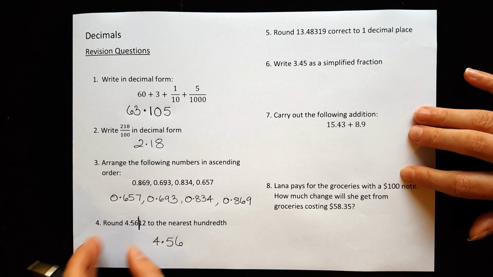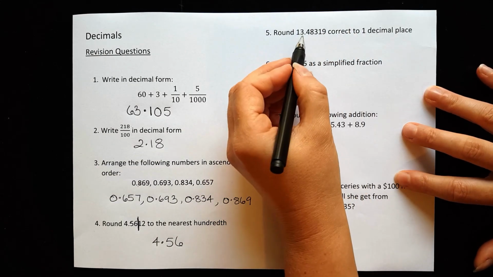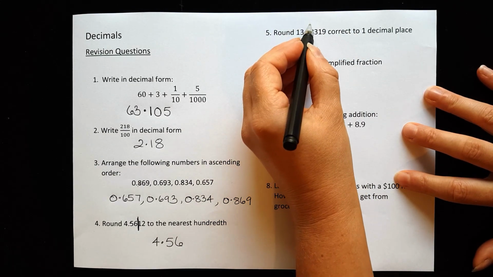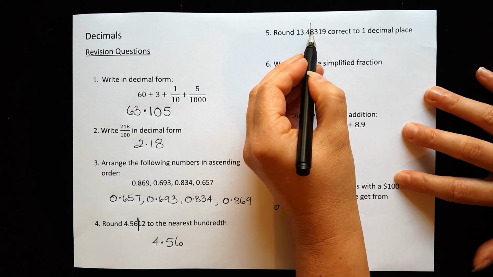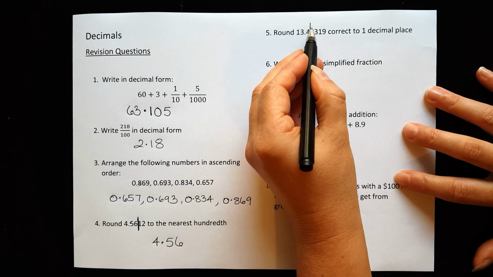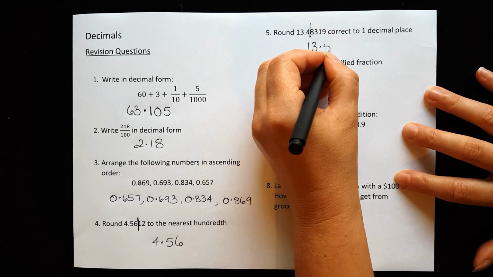Question 5, rounding this number to 1 decimal place. So 1 decimal place is the 4. After the 4, I have an 8. So because that is larger than 5, I need to round this number up 1 to make the answer 13.5.